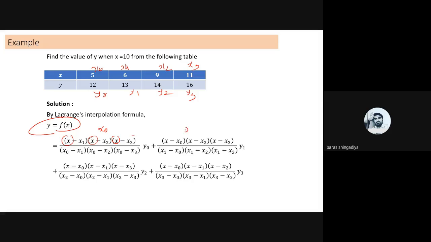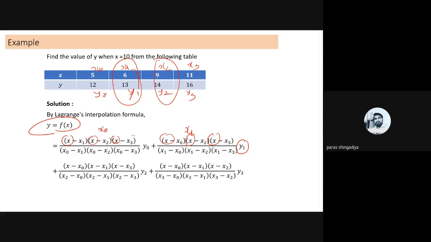Second term, for x1, y1. We skip x1 in the numerator and subtract the remaining three values from x. So it will be x minus x0, x minus x2, x minus x3. Now use x1 in place of x, so it will be x1 minus x0, x1 minus x2, x1 minus x3, and write this form in the denominator. Its corresponding value is y1.